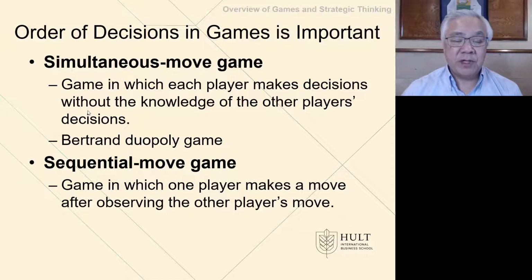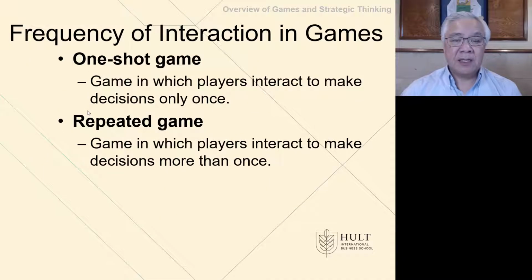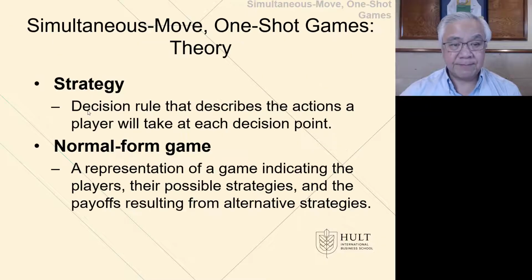Sometimes it's called the Bertrand duopoly game. Secondly, there's a sequential move game where there's one move, the other side sees the move and then chooses based on that knowledge. We'll look more at the simultaneous and then we'll look at an example of sequential move games. Frequency, is it one shot or is it repeated? And these are major determinants in your strategy on which choice you make.